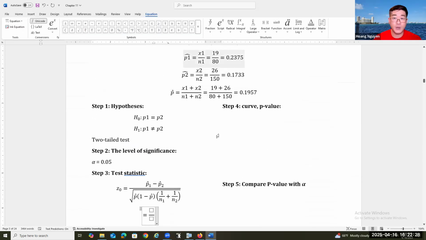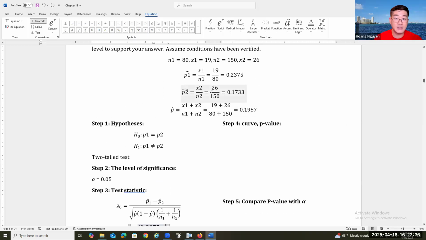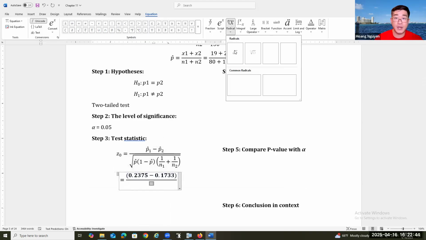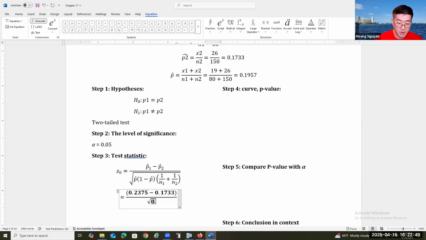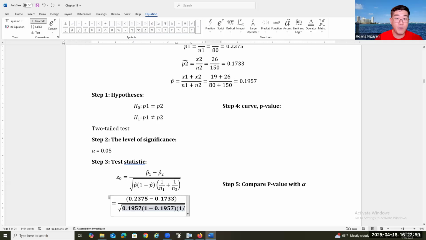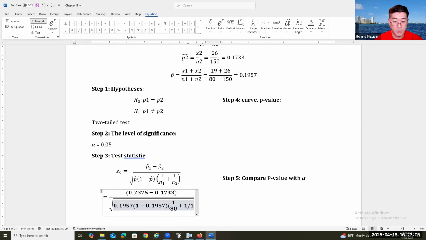p1 hat is equal to 0.2375 minus p2 hat, which is 0.1733, divided by the square root. Don't forget the square root, right? And then p hat, 0.1957, times 1 minus 0.1957, times 1 divided by n1, where n1 is equal 80, plus 1 divided by n2, 150.